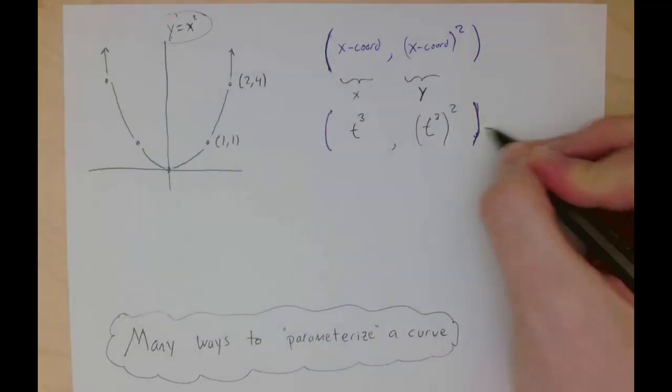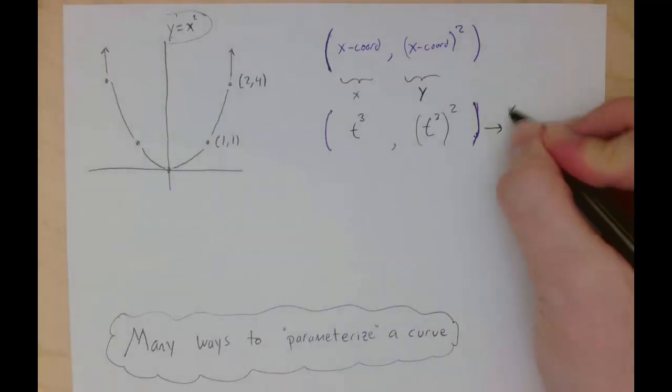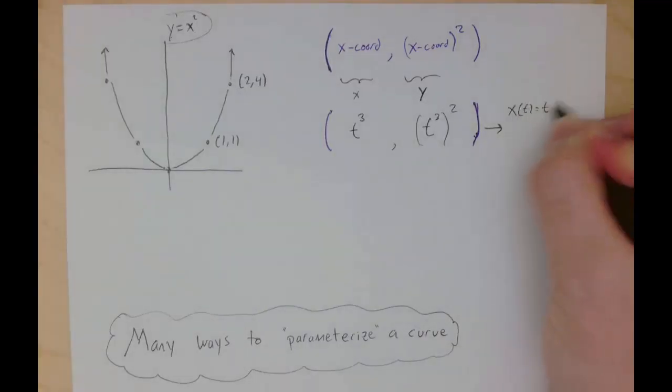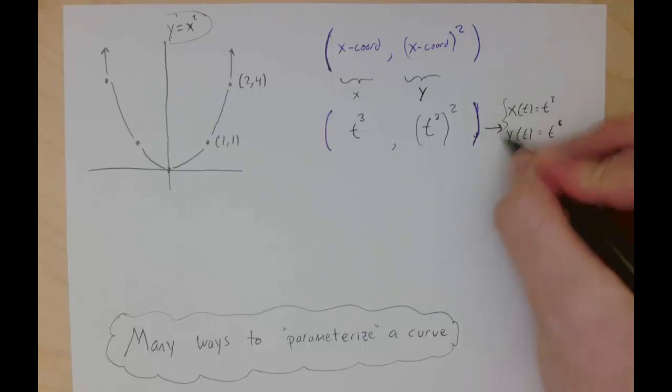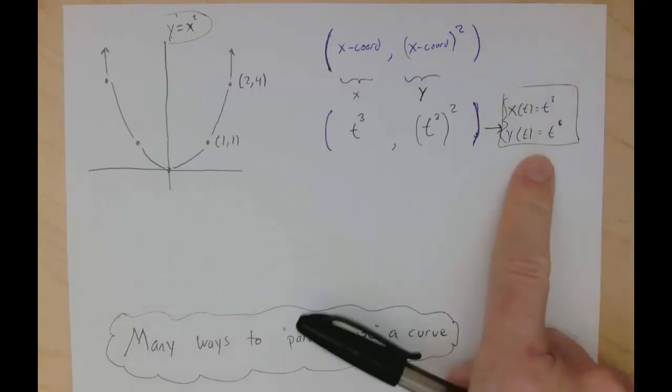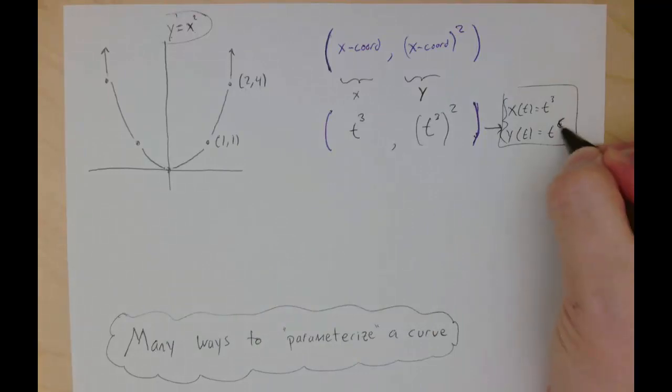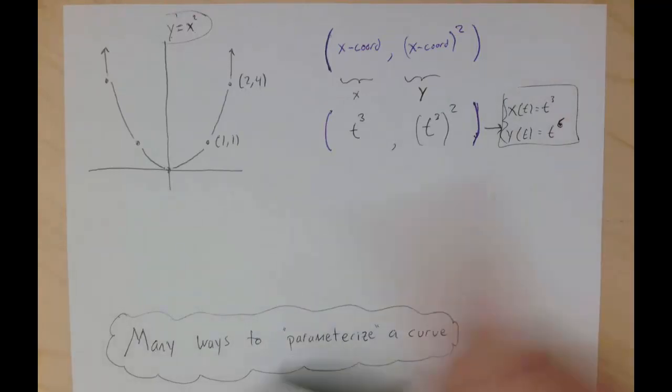And if you were going to write this in a more conventional way, you could say that the x function is t cubed and the y function is t cubed to the second power, which is the same thing as t to the sixth. This is a 6, by the way. So this would be one parameterization of a parabola.